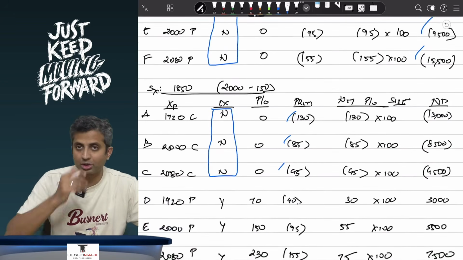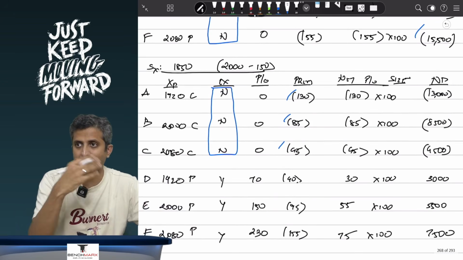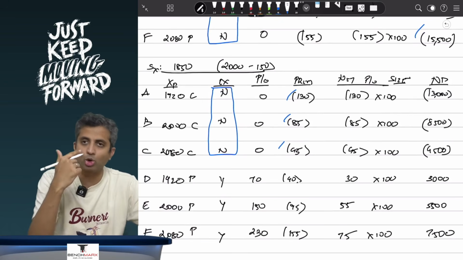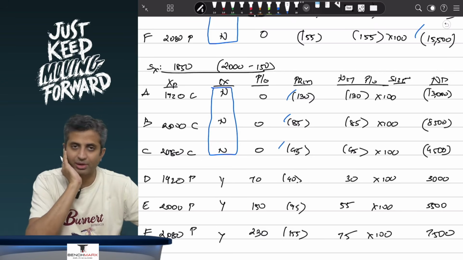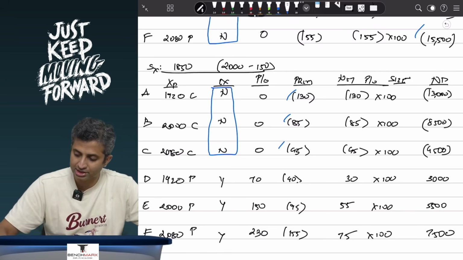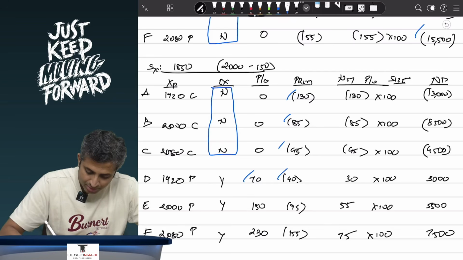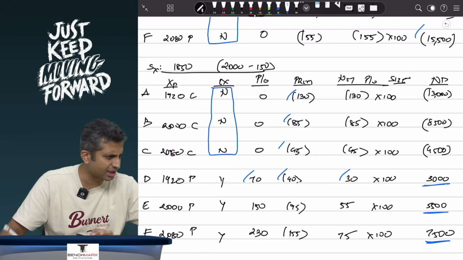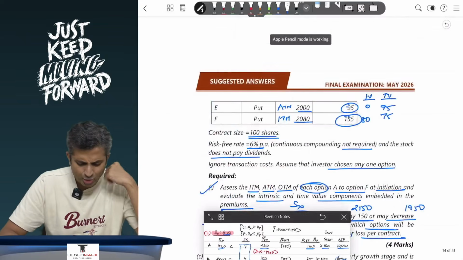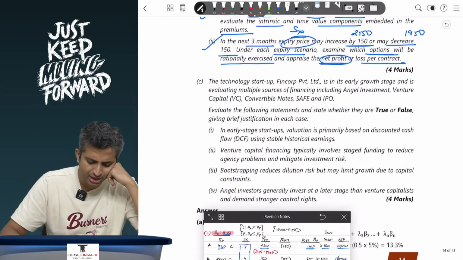Puts over here will be exercised, all the 3, because you have a right to sell at either 1920 or 2000 or 2080 when, let us say, the price is 1850. So the put will be exercised. In the first case, 1920 minus 1850, that is 70, minus a premium of 40, that is 30, gain into 100, that is 3000, then 5500, and then 7500, as the case may be. So this is question number 2B.